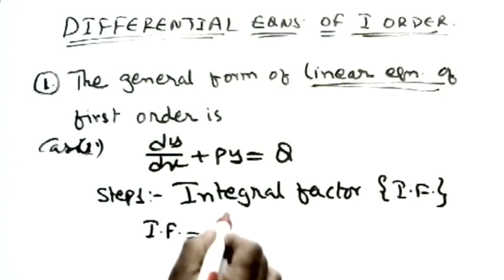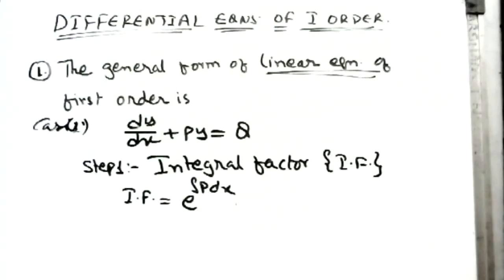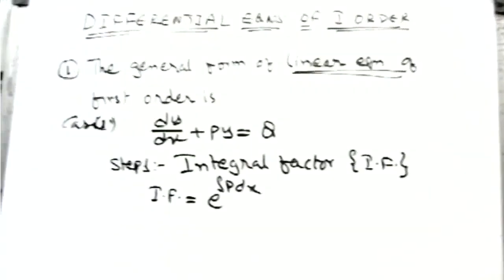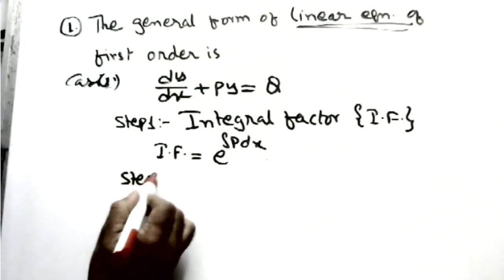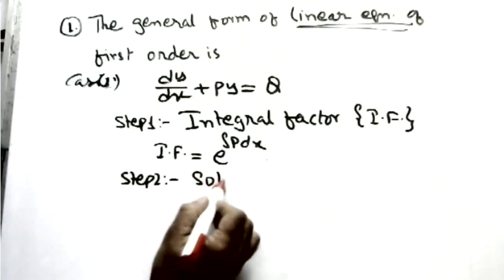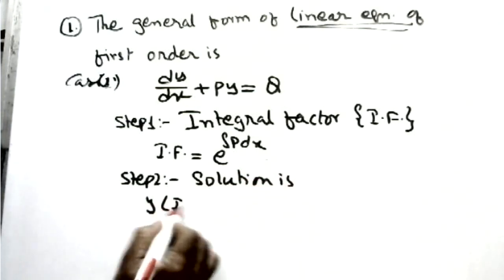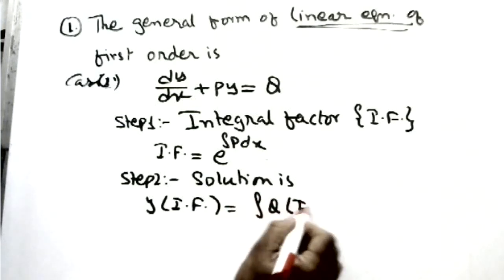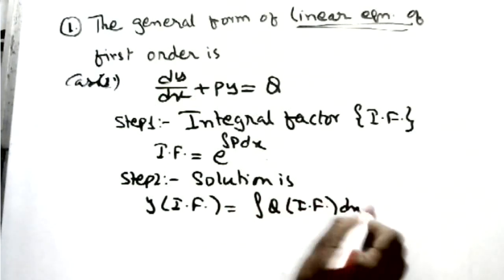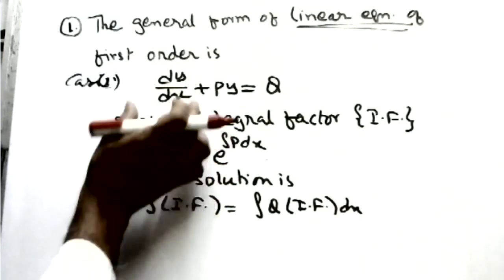Its formula will be IF equals e to the power of integration p dx. So the first step is the integral factor, and the second step is the solution. Step 2, solution. The solution is y into integral factor equals integration of q into integral factor dx. So this is the method.